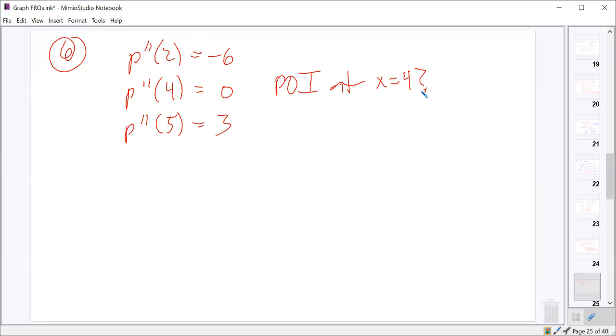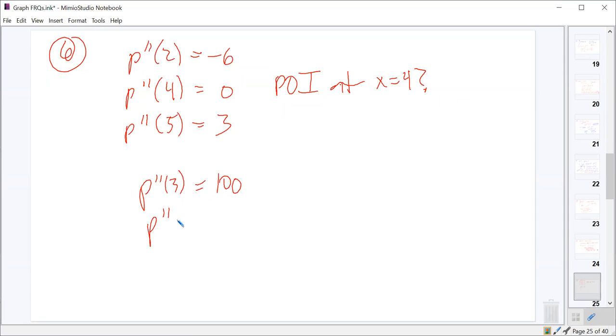That's a really enticing choice, but it's not the correct choice. It's enticing because you think that since at 2 it was a negative value for the second derivative, and at 5 it was a positive value, and at 4 it was 0, it must have changed concavity at 4, right, to go from negative 6 to 3. Well, it didn't have to change concavity here, right? They don't give you a value of p double prime of 3. P double prime of 3 could have been 100.